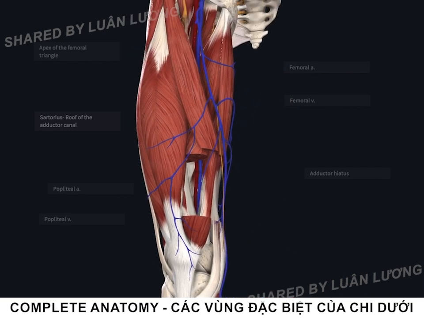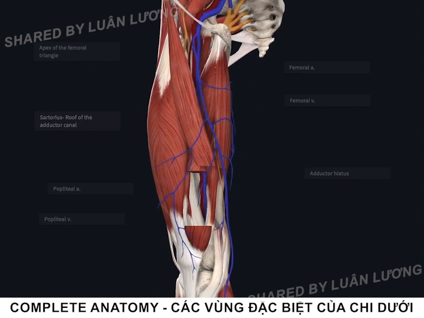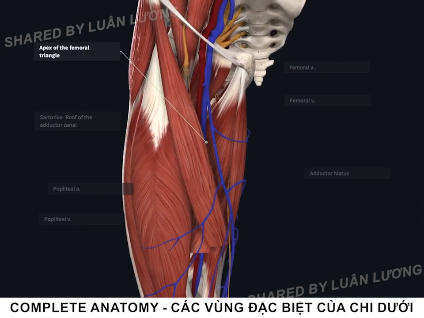The adductor canal is going to begin at the apex of the femoral triangle. So recall that the femoral triangle was going to be the space on our anterior thigh bounded laterally by the sartorius muscle, medially by the adductor longus, and at its base by the inguinal ligament. So as the femoral artery and femoral vein pass inferiorly, they're going to begin the path in the adductor canal at the apex of the triangle.